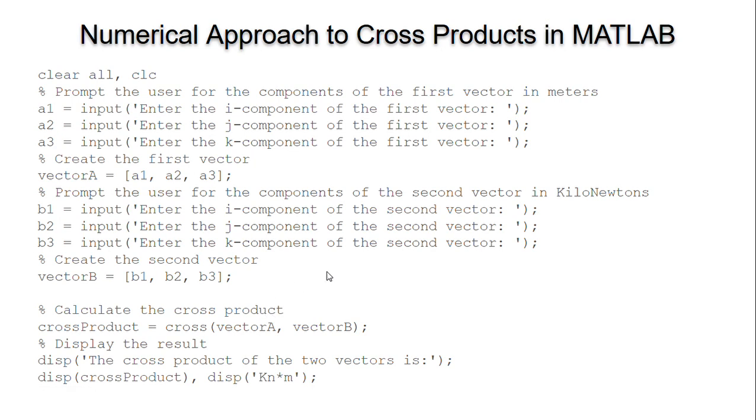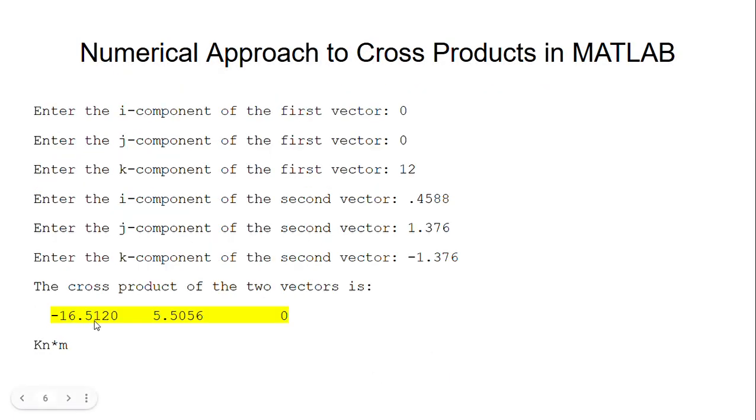We don't have to do any math. We just tell it what we want it to do, and it'll spit out what we want, which is our cross product, equal to the cross of A and B, and then we'll spit out our units, and that gives us negative 16.5 and 5.51 in kilonewton meters, and that is the correct answer.